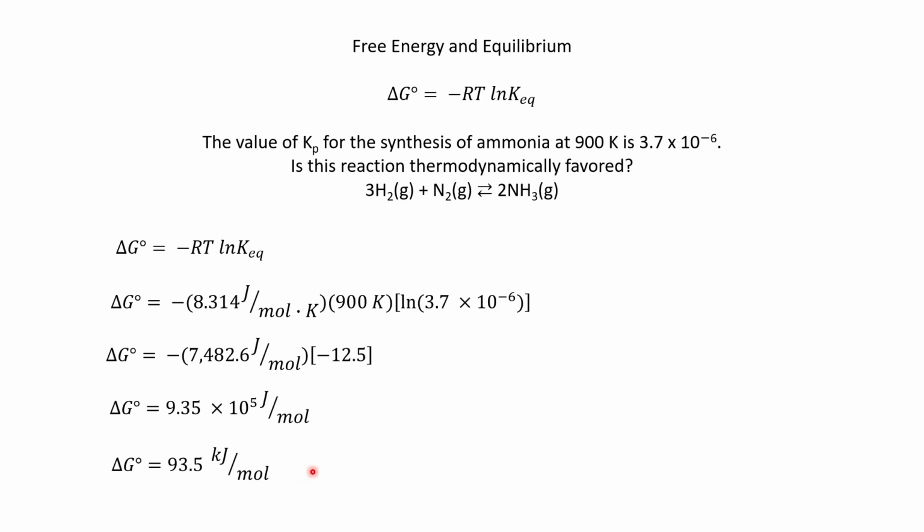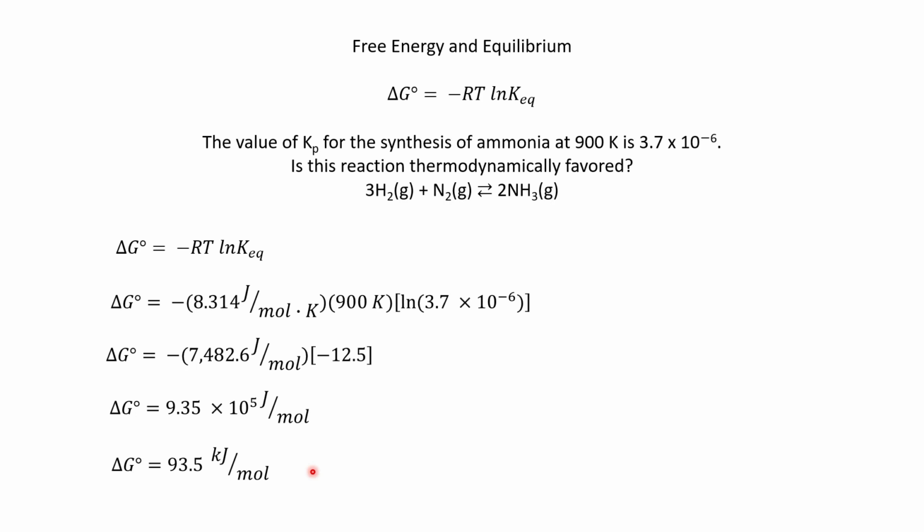But again, what are we really focused on here? We're not focused on the magnitude of delta G, but we're focused on the sign. Because if this process is thermodynamically favored, we should have a negative value for delta G. We do not have a negative value for delta G. We have a positive value for delta G. So no, this process is not favored at 900 Kelvin.